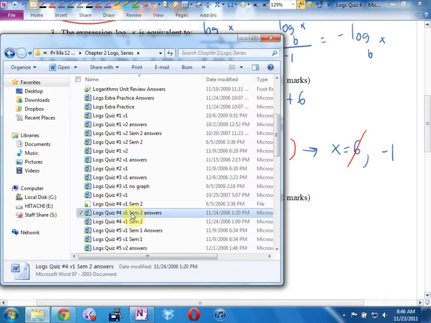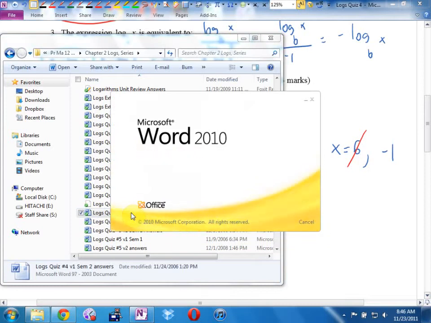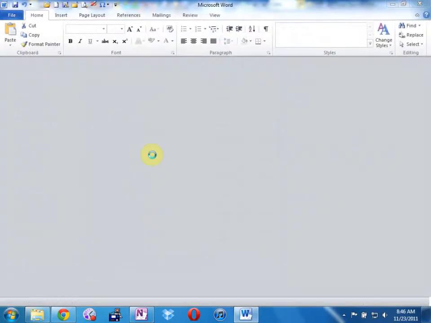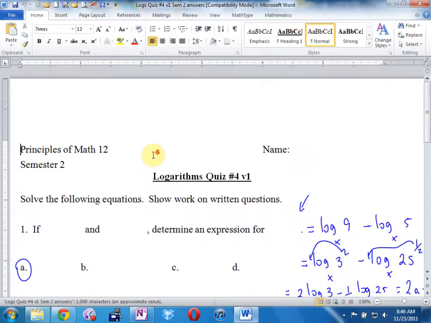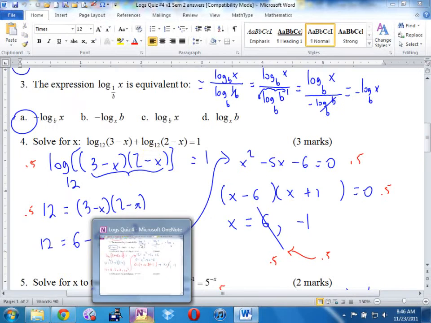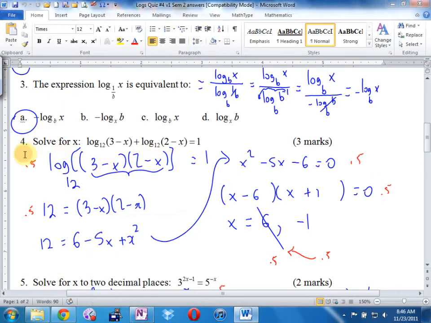I hope I gave up part marks on my original answer key. Let's find out. Yeah, I knew I did. So I would probably give you a half mark if you combine the logs, a half mark for realizing that 12 to the 1 equals what's inside the log, a half mark if I saw the lovely quadratic equation appear, a half mark for the factors, and a half mark for each of the roots. But you would lose a half mark if you didn't cross out the extraneous.